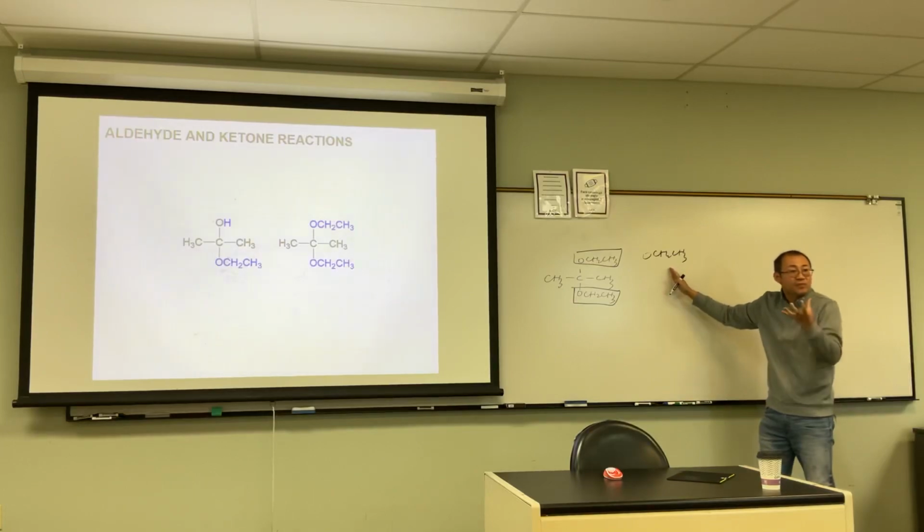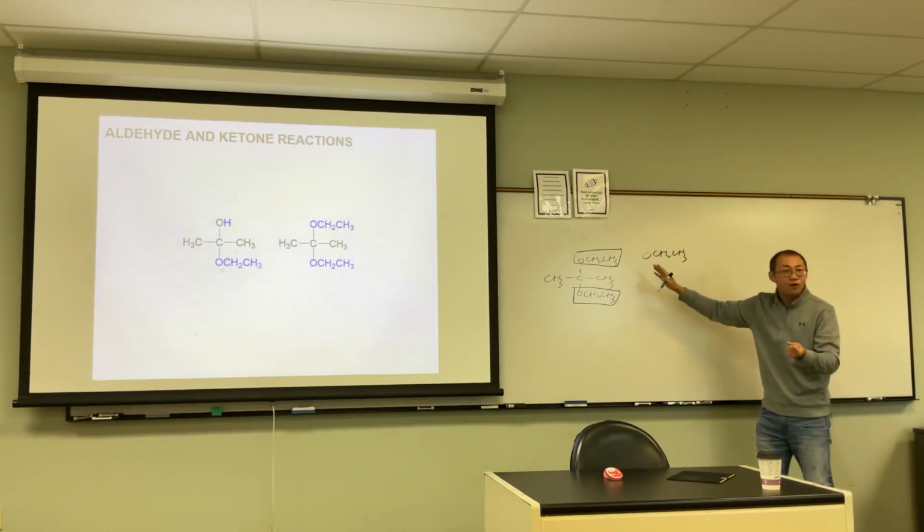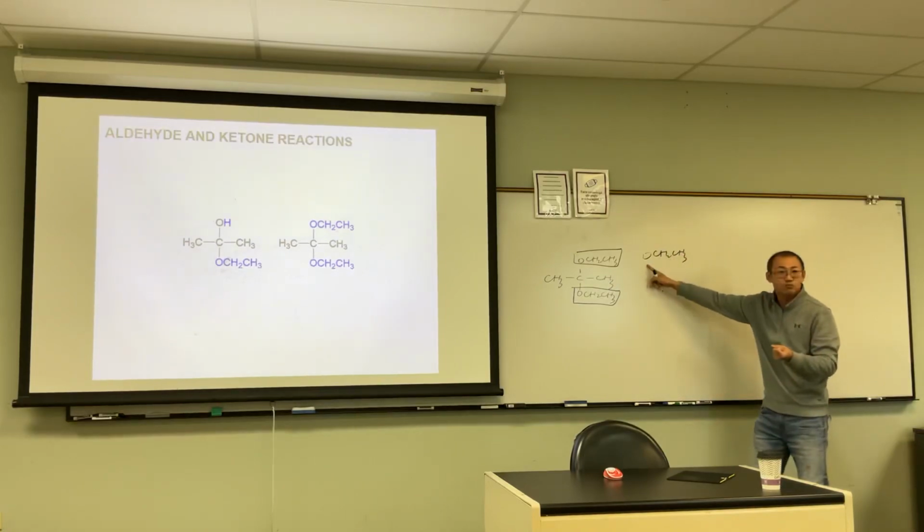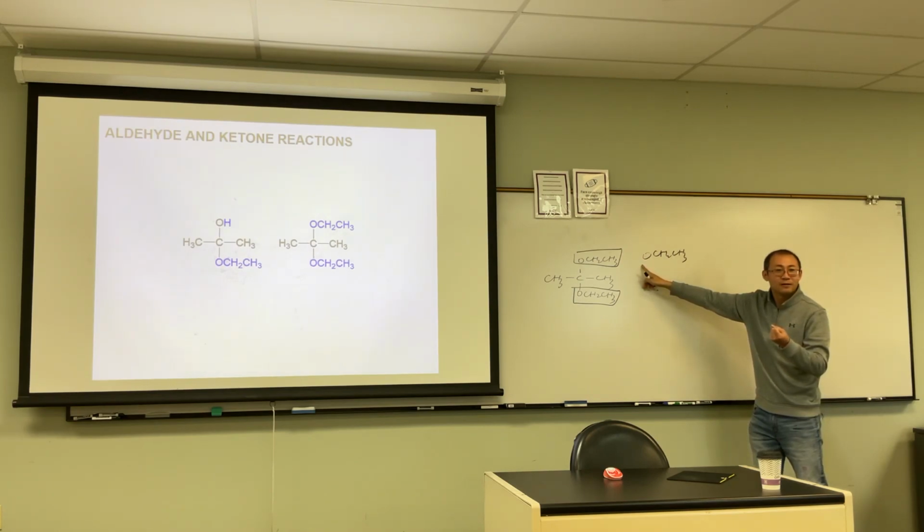So how do we get the structure of the alcohol? We just add OH. What is an alcohol? ROH. So what do we need to add to this? We have an O already, right? What do we add to this one to get the structure of the alcohol? Not add OH.